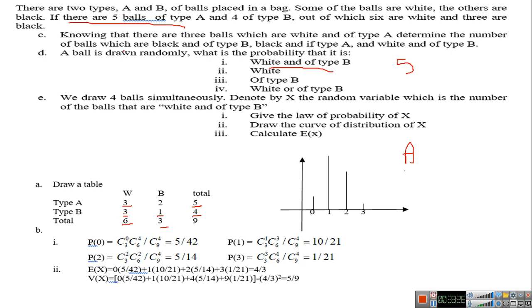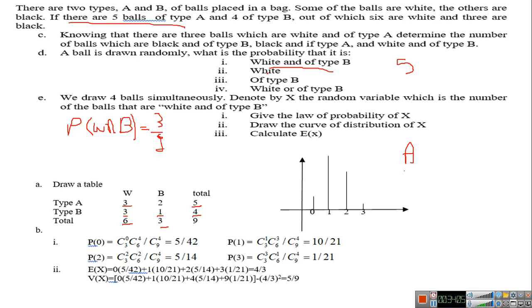Let me see here, where did we do this problem? Let me do it alone. Maybe it's not written. So a ball is drawn randomly. What is the probability that it's white or of type B? So I want it white and type B. As we said, white and type B, I have 1 out of 3 over 1 out of 9. So it's 3 over 9.